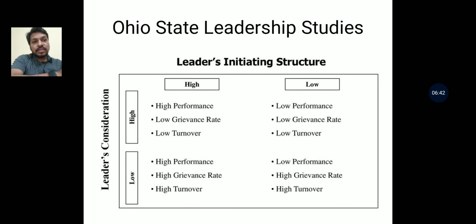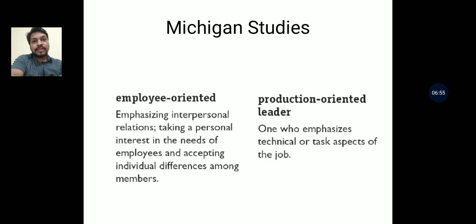So these are the four combinations which the Ohio State leadership studies described. Because of the leader's behavior of having high or low consideration or high or low initiating structure, there are four possible combinations of leader behavior, and these can have various impacts. Then we move on to the Michigan studies.